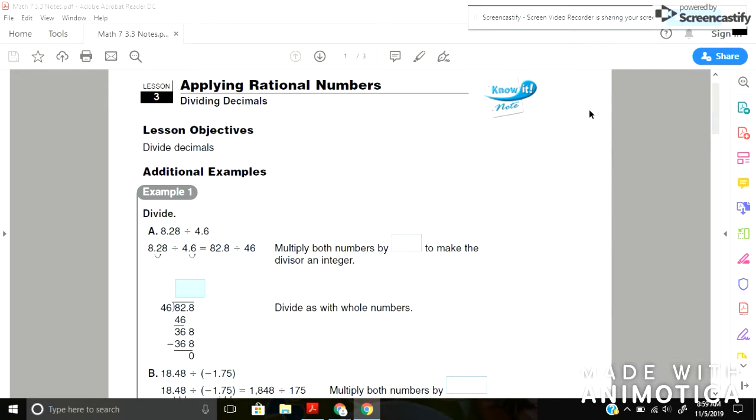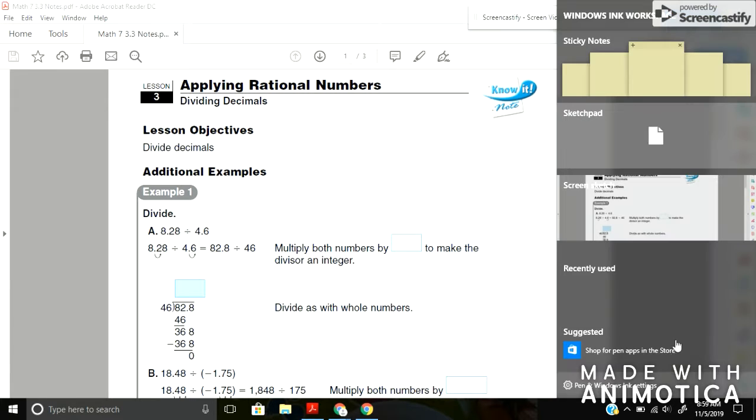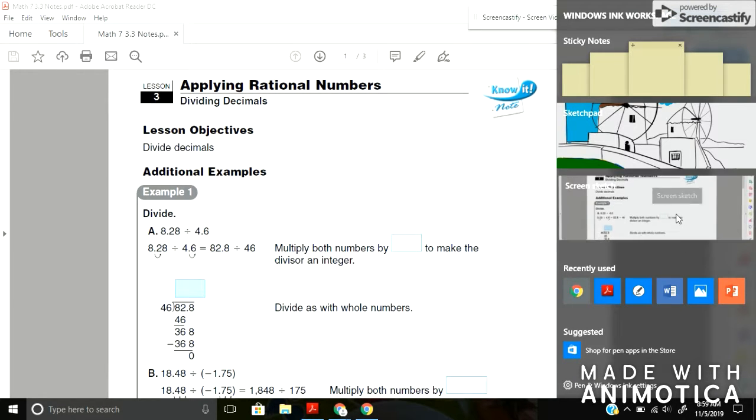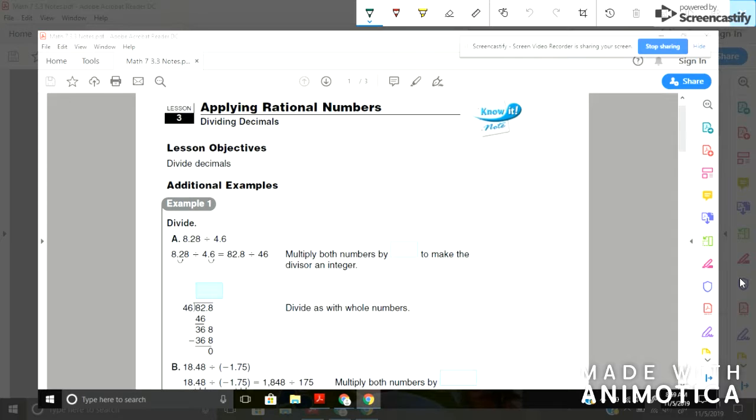Today we're going to be talking about dividing decimals. I know you've seen this a little bit in the past, and today we're going to get a little bit more practice with it and definitely include some negatives with it. I'll try to give you as many good reminders as I can on how to do this.